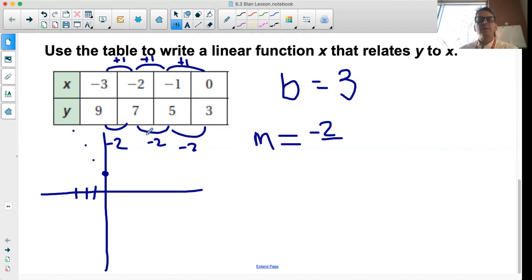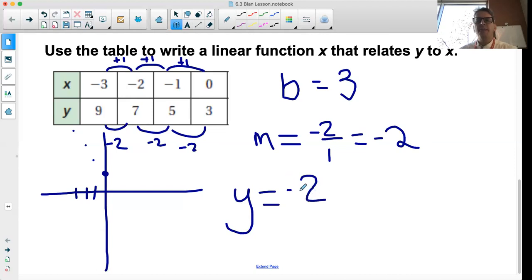It's always going to be the difference in the y over the difference in the x, -2 over 1. That makes sense with how that line goes downhill. And your slope in this case would be -2. So your equation of this using a table would be y is equal to -2x plus 3.